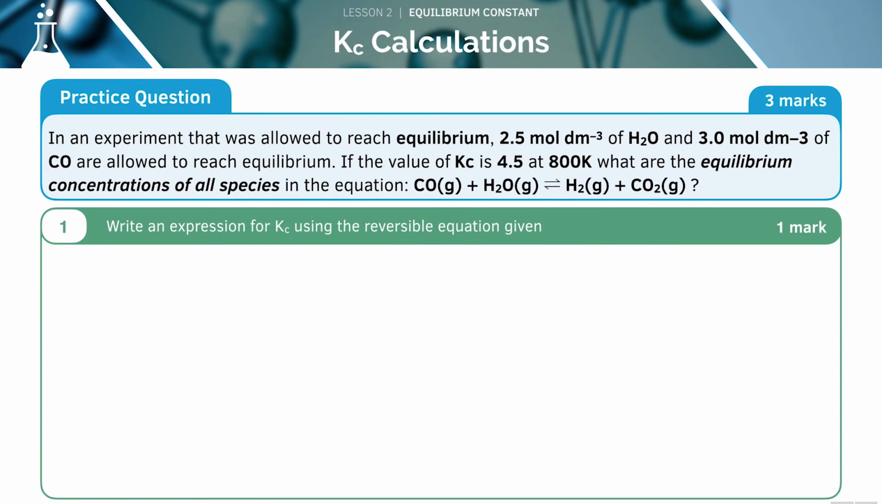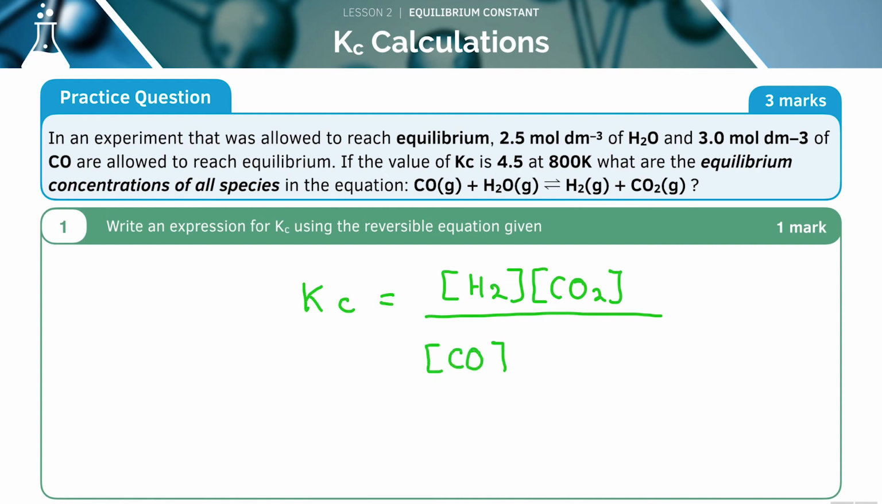Here's the answer. Let's go through it together. First, we need to write out our expression for Kc using the equation given to us in the question. So here, our expression for Kc will be equal to the concentration of hydrogen multiplied by the concentration of carbon dioxide divided by the concentration of carbon monoxide multiplied by the concentration of water.